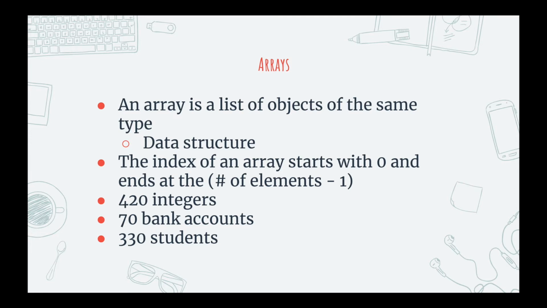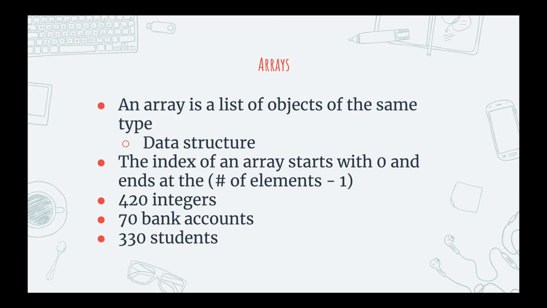It's important to note, just like other data structures within computer science, the index of the array starts at 0. So when we access the first element of an array, we call it by position 0. And if you want to access the last element of the array, we would have to access it by the number of elements minus 1, or n minus 1.